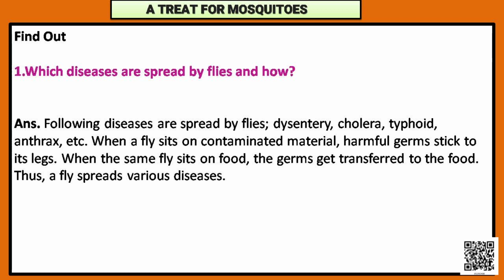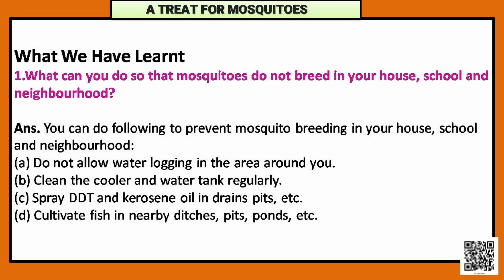Understood? Okay. What have we learnt all throughout this chapter? So this is what we have learnt, that we should not allow water logging in the area around us and we should clean the cooler and water tank regularly. We should spray DDT and kerosene oil in drains, pits, etc. And we can cultivate fish in nearby ditches, pits, ponds, etc. so that we do not help the mosquito breeding around our house, school and neighborhood.